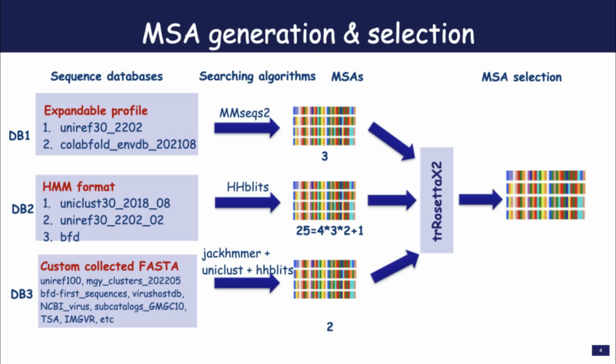And then from this, we have multiple sets of MSA and just use TLZX2 to select the optimal one, because it's very fast. We can do the selection quickly. We don't need the structure.